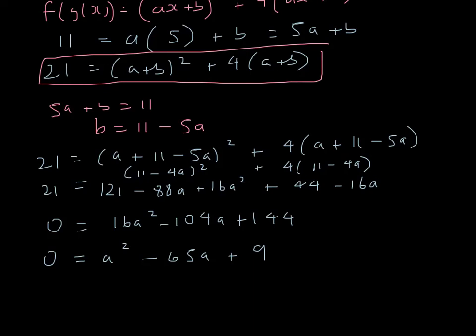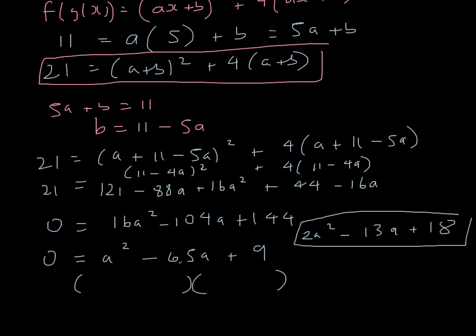Okay, so now I've got my quadratic here. I've got to find my two factors that are going to make this work so that I can solve it. I just realised when I went to factorise this that I've obviously written that down wrong. It's 6.5, not 65, and that actually makes it not so nice. So I'm going to rewrite that back to 2a squared minus 13a plus 18 instead. That'll make it a bit easier to factorise.